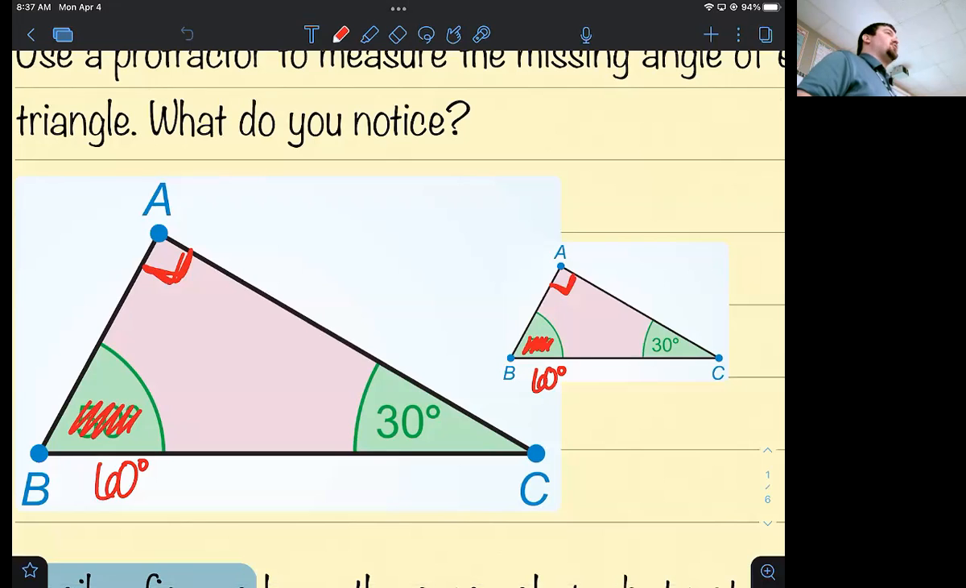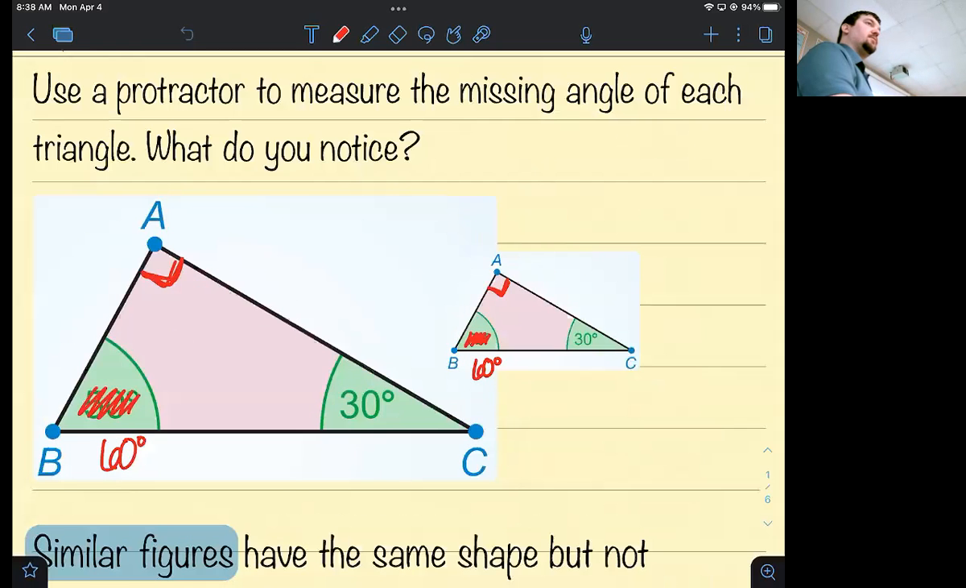So if I had a question on my test that said, I'm going to give you these three angle measurements, and of course they have to add up to 180, otherwise you don't have a triangle. And I said, can you make one, many, or no triangles? The answer here would be many. You could all make as many different triangles as you want. They could all be 30, 60, and 90, just different sizes. We have a name for triangles like this. These are called similar triangles.